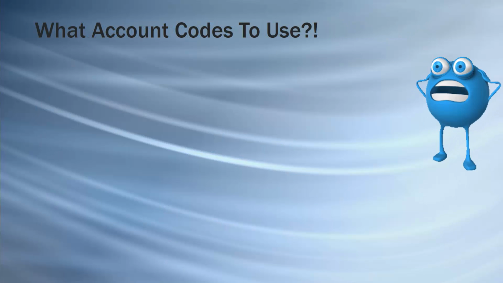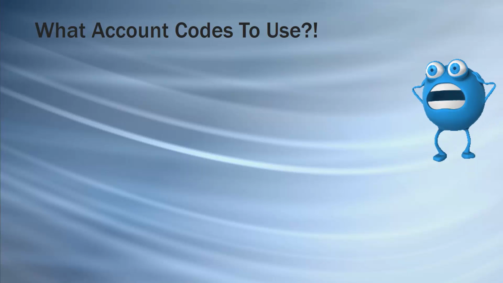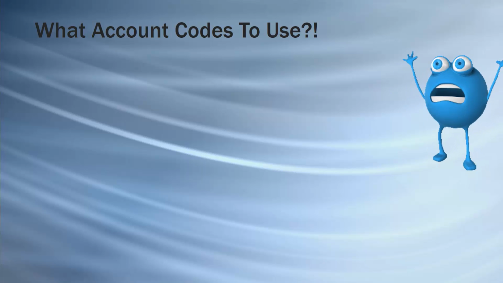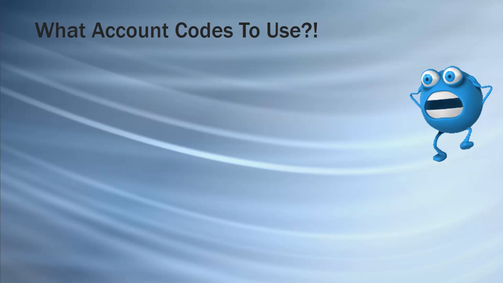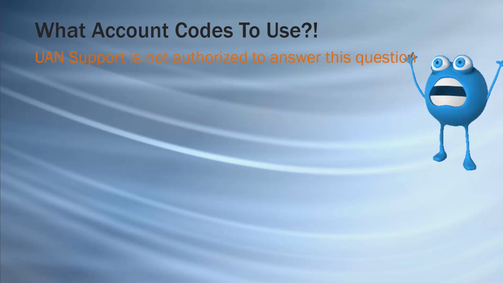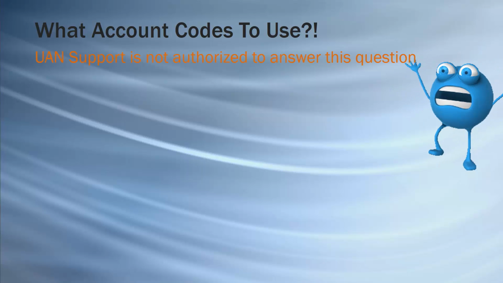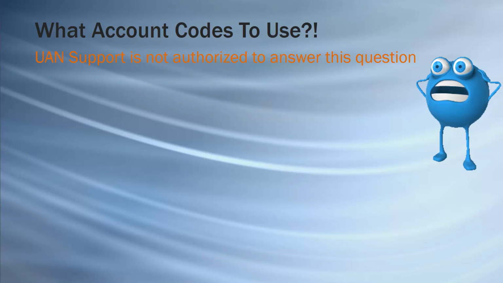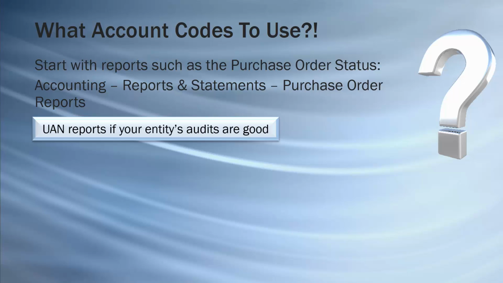Another question UAN support gets, often in a panic from new fiscal officers, is what account code should I use on purchases and payments? Well, UAN support is not authorized to answer this question, as we've mentioned in other places. But you have other resources, as we've mentioned. And as a new fiscal officer, I would always start with reports, such as the purchase order status, among other reports.